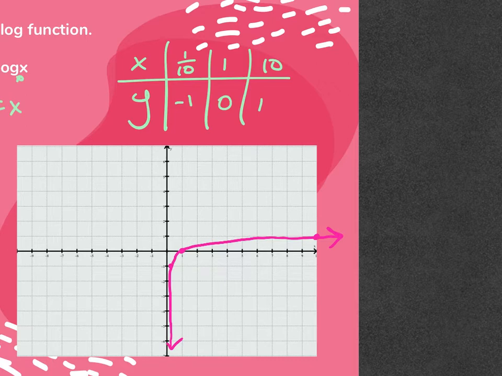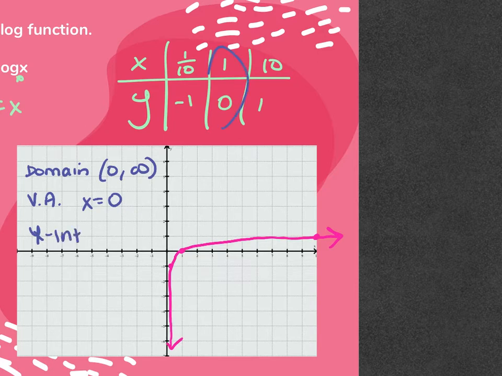Okay, so what's my domain here? Is there a shift left or right from my parent function? No, which means my domain is 0 to positive infinity. It means my vertical asymptote is at x equals 0, and my x-intercept, again, from the middle of my coordinate point, or from my t-chart, or from my graph, and that's 1, 0. Questions on that one?